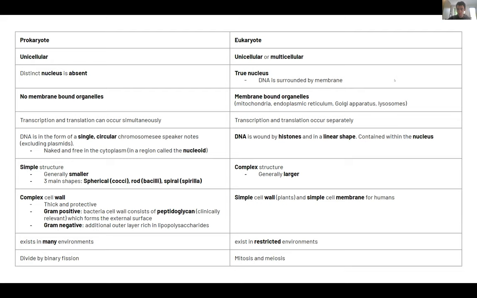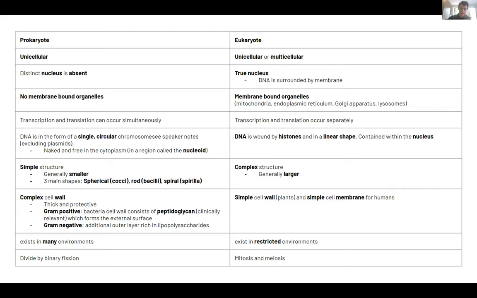Important to know, ribosomes are in both. A ribosome is not a membrane-bound organelle. In prokaryotes, transcription and translation occur simultaneously. In eukaryotes, they occur separately, separated by time and space. In prokaryotes, DNA is a singular circular chromosome. In eukaryotes, DNA is wound around protein complexes called histones, is in linear shapes, and is compacted. Prokaryotes are quite simple in structure, but they're generally smaller and they have three main shapes, which we'll talk about in a minute. Eukaryotes are generally more complex, but it's important to recognize that chemically, they're both complex.